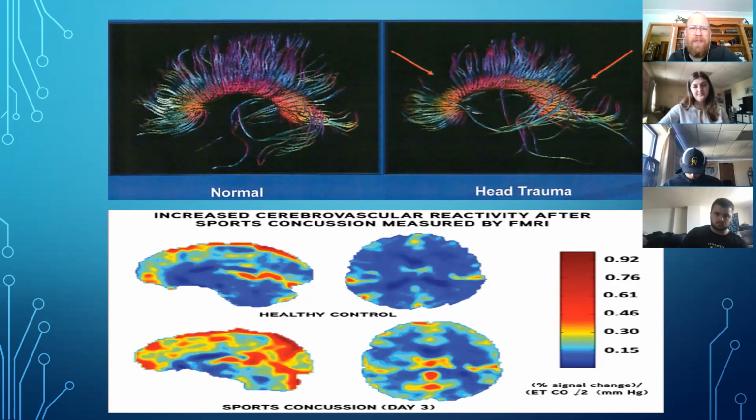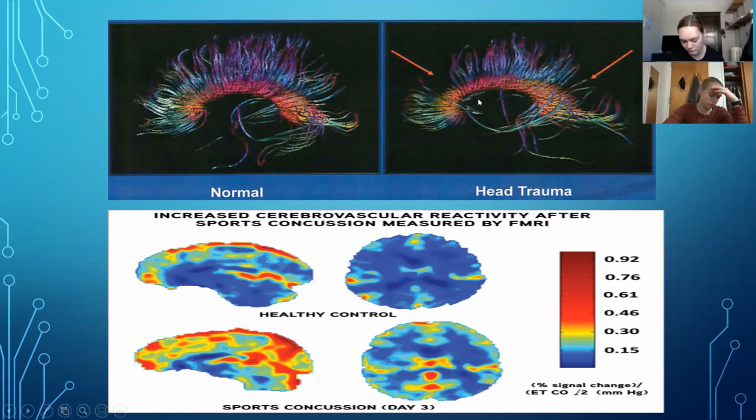Conversely, the other thing you may notice on this picture on the right is that the width and integrity of the neuronal fibers here is much thinner, and they appear to be a bit more brittle on the right as opposed to the left-hand side.